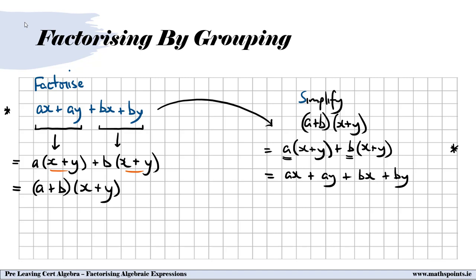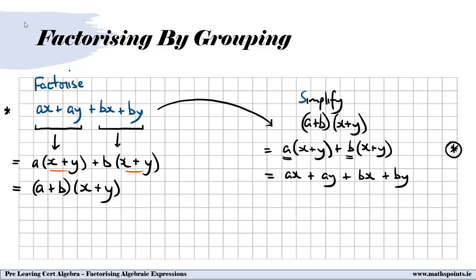So my original expression was AX plus AY plus BX plus BY, and I factorized an A out of the AX plus AY and a B out of the BX plus BY, and then I was able to wrap it back up. The opposite of what I would do is if I was expanding a bracket. And so A plus B on X plus Y is the factorization of AX plus AY plus BX plus BY.